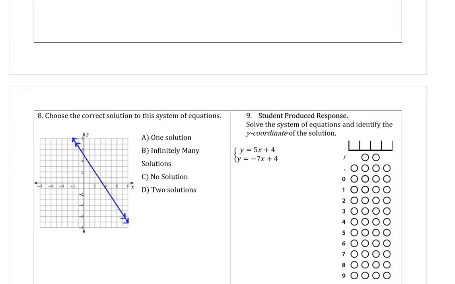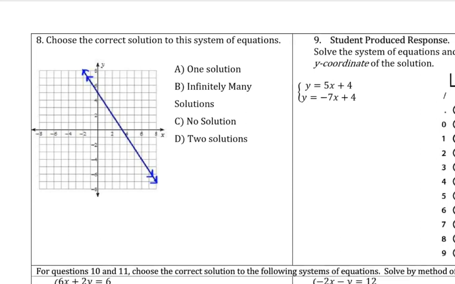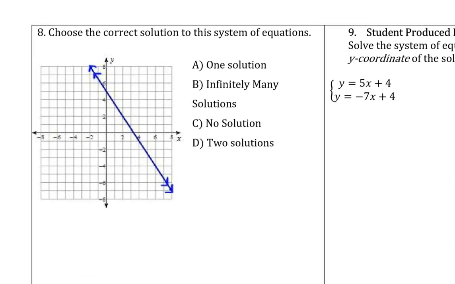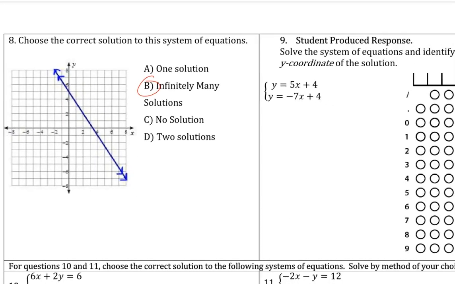All right, moving on. Number 8. Choosing the correct solution, we can see this is meant to be 2 lines. So when 2 lines are completely overlapping, that means we have infinitely many solutions. If we had 2 parallel lines, it'd be no solution. And the other 2 choices, again, we've discussed in this unit.